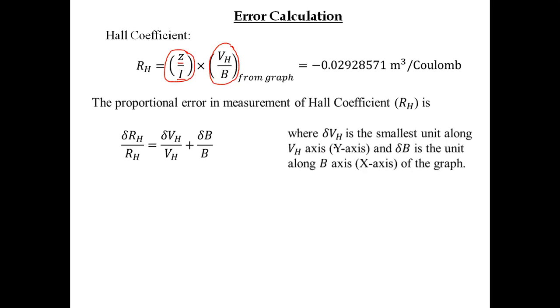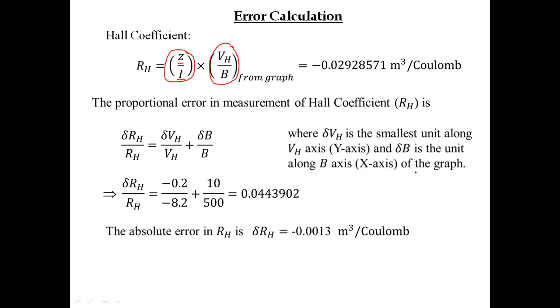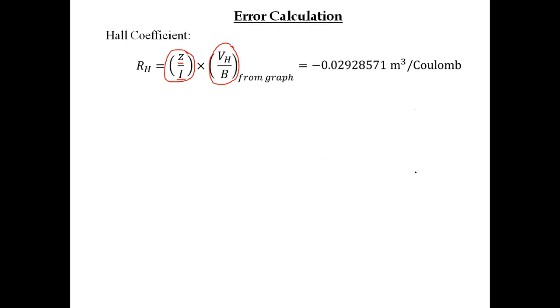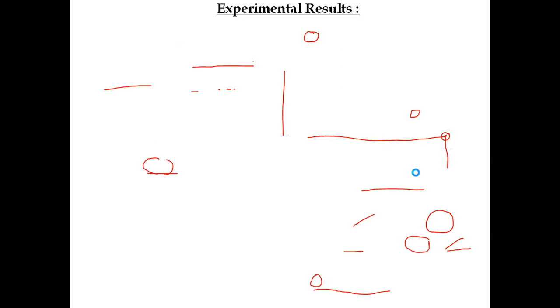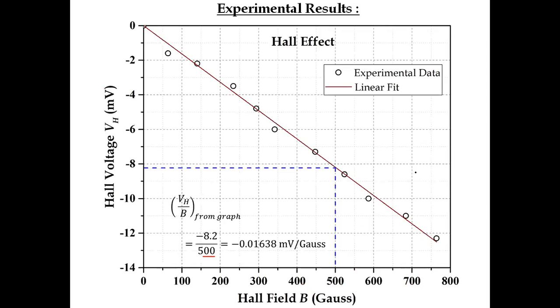Please understand, delta VH is the smallest unit along the VH axis, that is the Y axis, and delta B is the smallest unit along the B axis, that is the magnetic field axis, the X axis. I'll show you something. Let us look at this graph. You can see this is the x-axis, that is the B-axis.